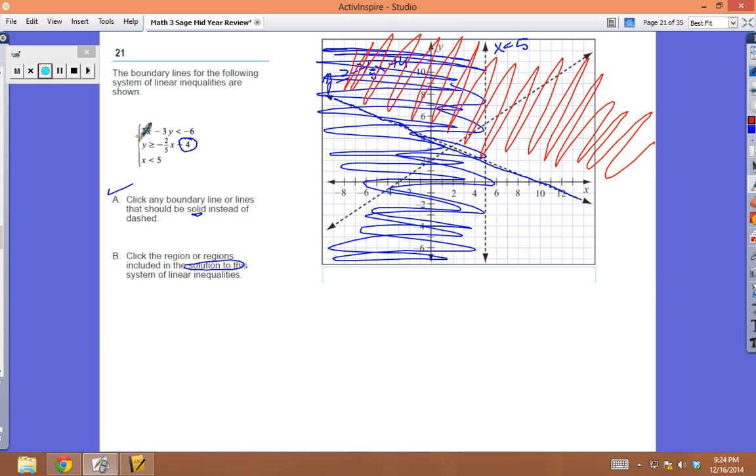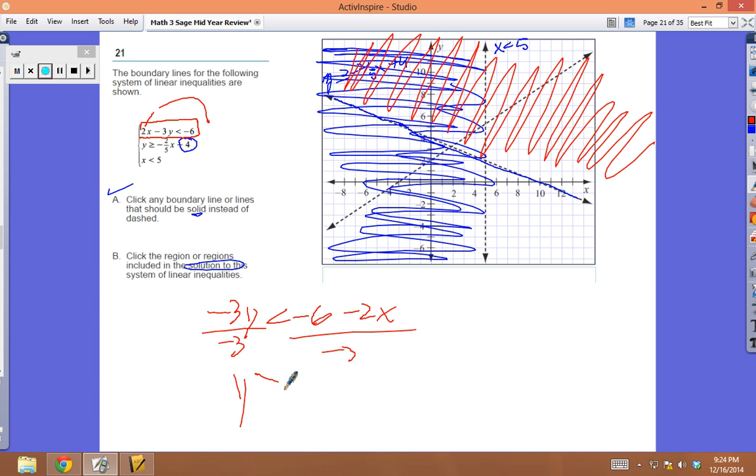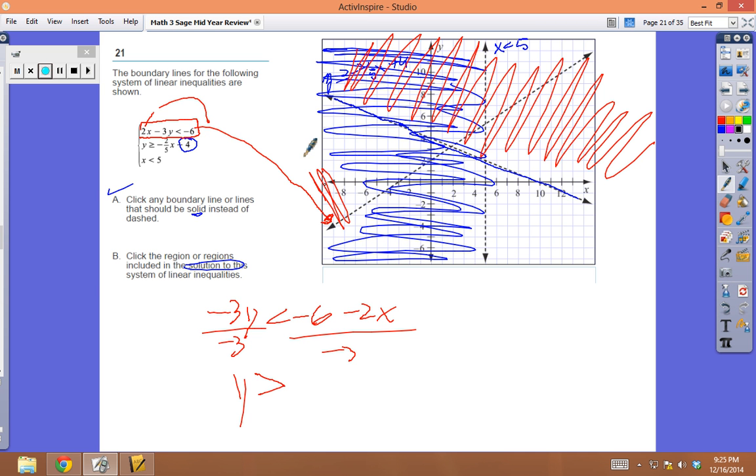And then the top one, okay, I need to solve for y. So I'm going to take the 2x over. So it's going to be a negative 3y is less than a negative 6 minus 2x. I'm going to divide by a negative 3, and you're going to divide by a negative 3, and what you need to know is the moment you divide by a negative 3, you need to change the direction. So this line right here goes to this guy right here, and y is anything greater than, so it's going to be anything above this line right here.